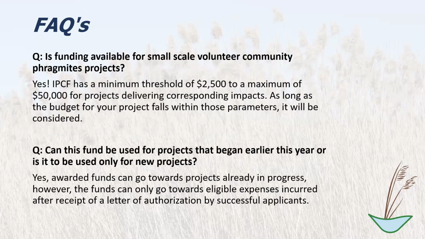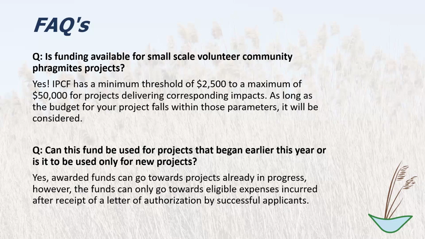Is funding available for small scale volunteer community Phragmites projects? Yes. So the IPCF has a minimum threshold of $2,500 to a maximum of $50,000 for projects delivering corresponding impacts. So as long as the budget for your project falls within the parameters, it will absolutely be considered.